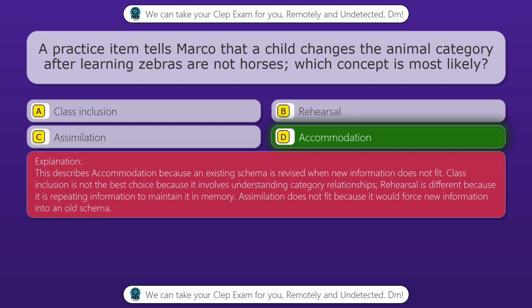This describes accommodation because an existing schema is revised when new information does not fit. Class inclusion is not the best choice because it involves understanding category relationships. Rehearsal is different because it is repeating information to maintain it in memory. Assimilation does not fit because it would force new information into an old schema.